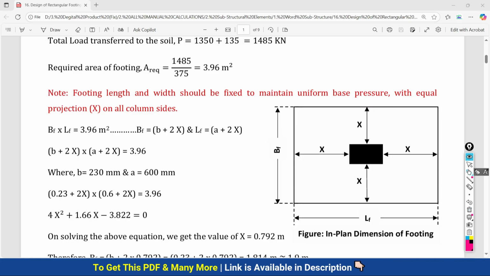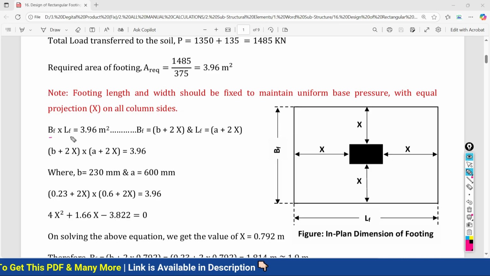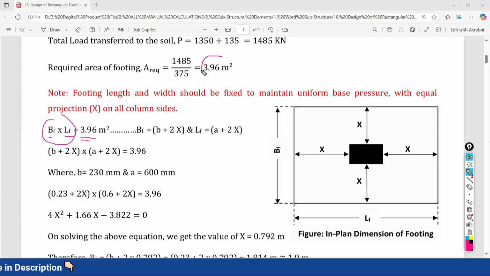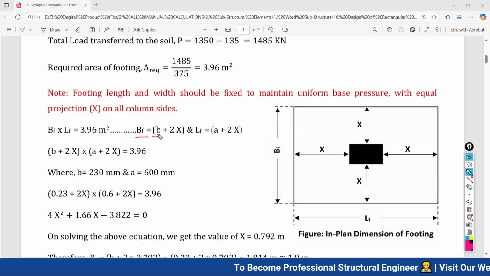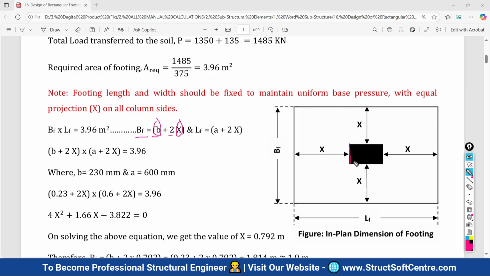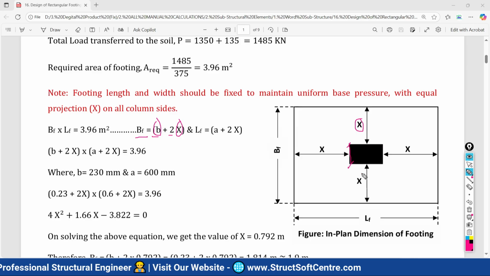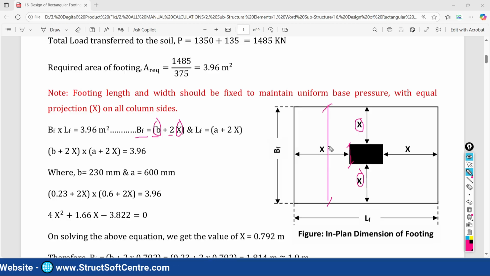So for that reason, width of the footing times length of the footing gives the area of the footing. The area of the footing we have already calculated as 3.96 meter square, but we don't know separately what the length and the width of the footing are. So here width of the footing will equal width of your column plus 2 times x. This is the width of your column, and this x and this x become 2x. So we will get the total width of the footing. Likewise, we will get the total length of the footing.